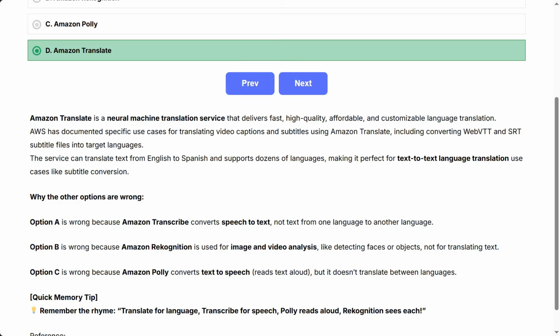Why the other options are wrong? Option A is wrong because Amazon Transcribe converts speech to text, not text from one language to another language. Option B is wrong because Amazon Rekognition is used for image and video analysis, like detecting faces or objects, not for translating text. Option C is wrong because Amazon Polly converts text to speech, reads text aloud, but it doesn't translate between languages. Quick memory tip: remember the rhyme. Translate for language, transcribe for speech, Polly reads aloud, Rekognition sees each.